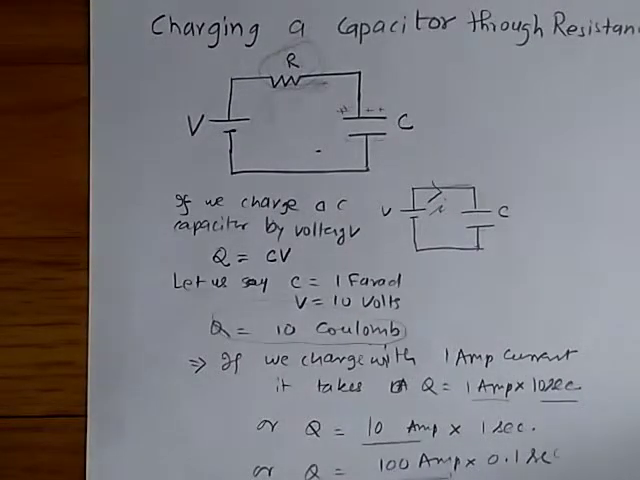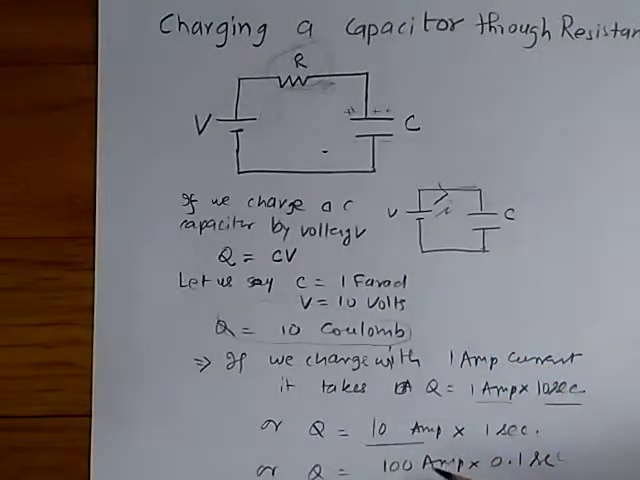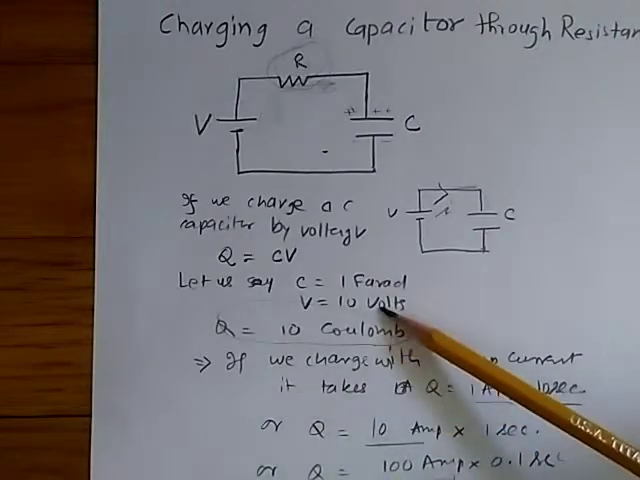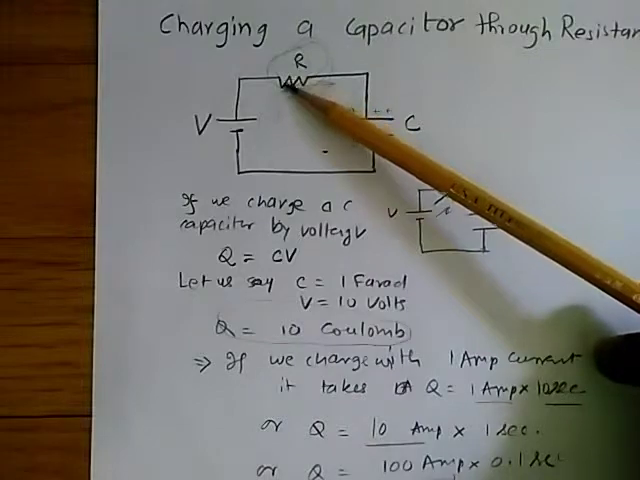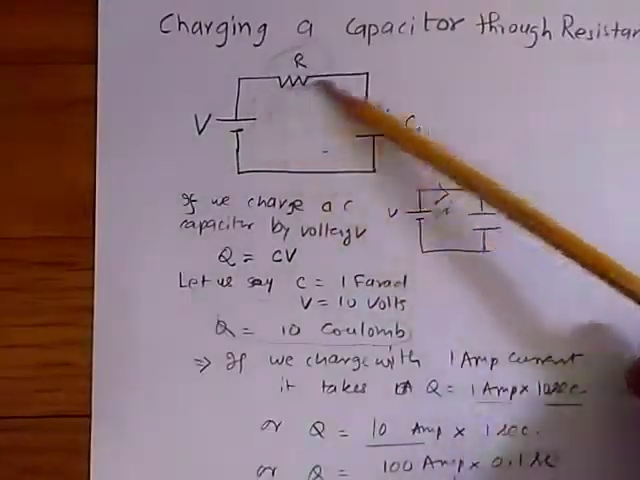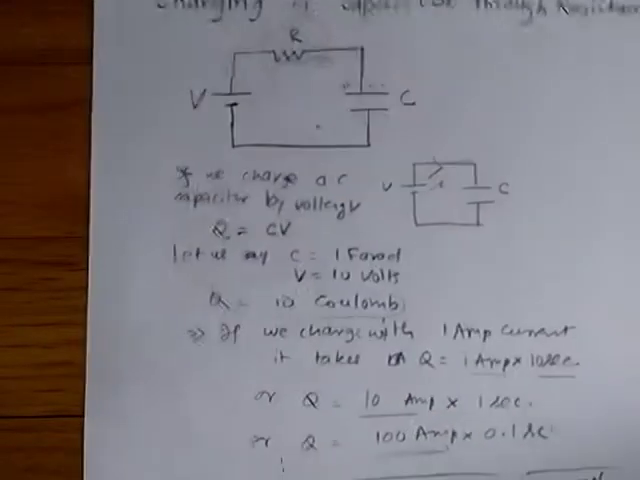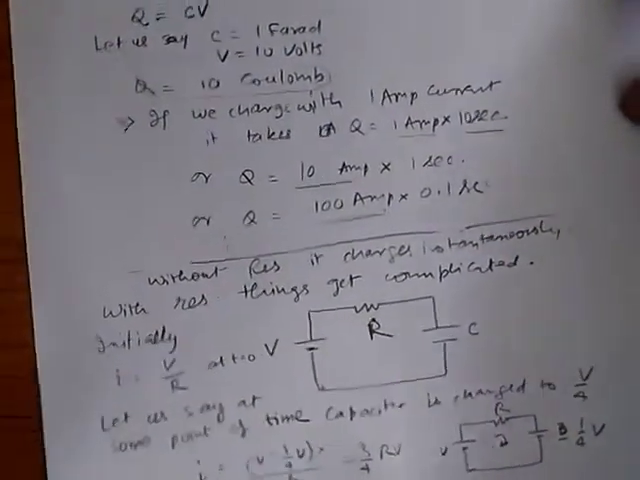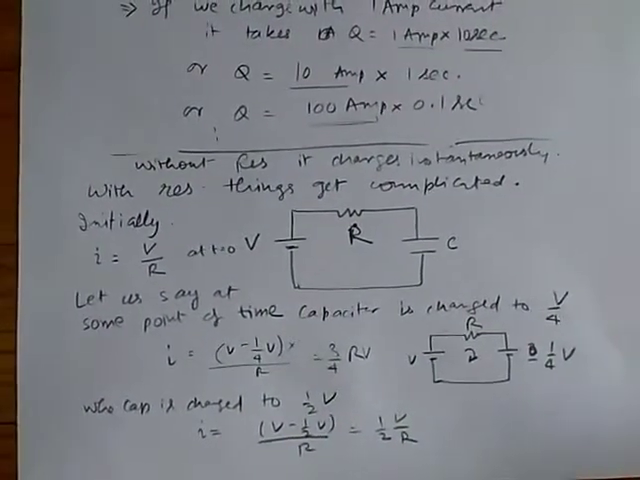The reason is this. For example, we could say that, okay, let's say we have a 10 volt battery and we have a resistor R equal to 1 ohm. Then we could say the current flowing through this resistor could be 10 ampere and then it will charge in 1 second. But here is the problem. The problem is its dependence on time.